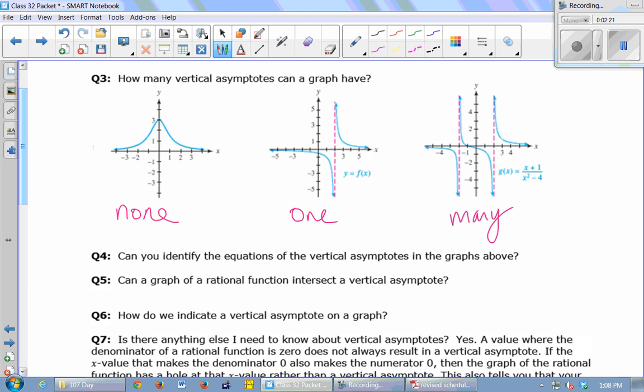Can you identify the equations of these vertical asymptotes? So maybe let's look at this first graph here. What's the equation of that vertical dotted pink line? X equals 2. Yeah. Every point on this line has an x coordinate of 2. Every point is 2 comma something. So the equation is x equals 2. All right, how about the leftmost pink line in this picture? X equals -2, and this one would be x equals 2. Good.